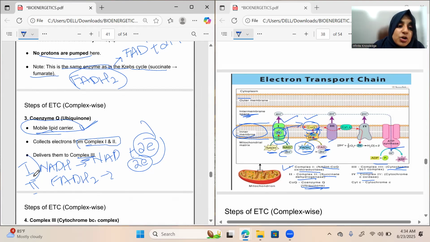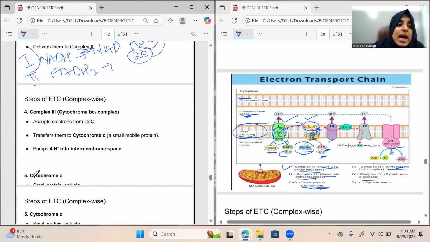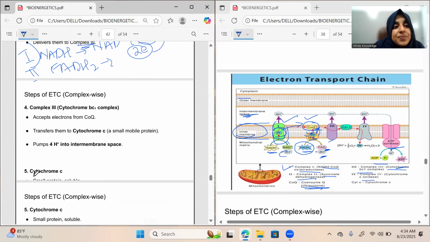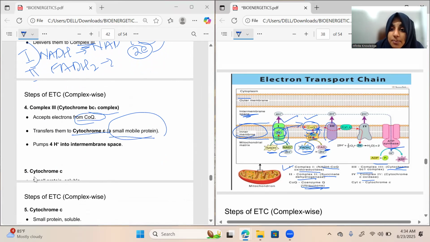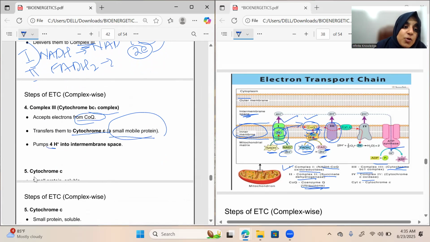So it took 4 electrons from complex 1 and 2 and delivers these electrons to complex 3. Complex 3 is known as the cytochrome BC1 complex, and it accepts electrons from coenzyme Q and transfers them to cytochrome C, which is a small mobile protein. Complex 3 is a relay structure that takes electrons from coenzyme Q, transfers them to cytochrome C, and pumps 4 hydrogen into the intermembrane space. You need to remember that it is pumping 4 hydrogen, right?